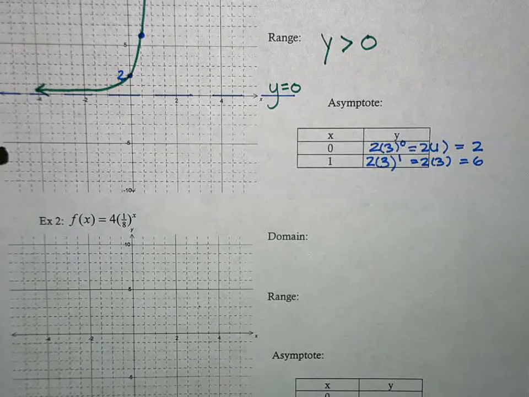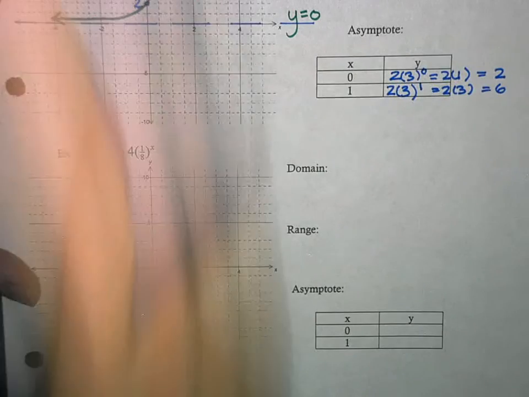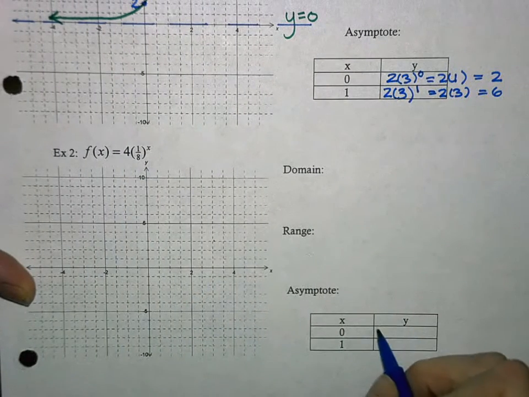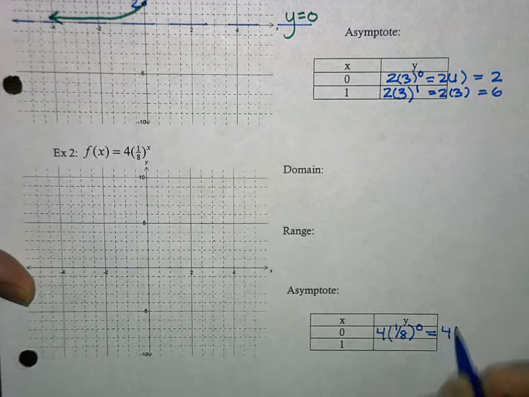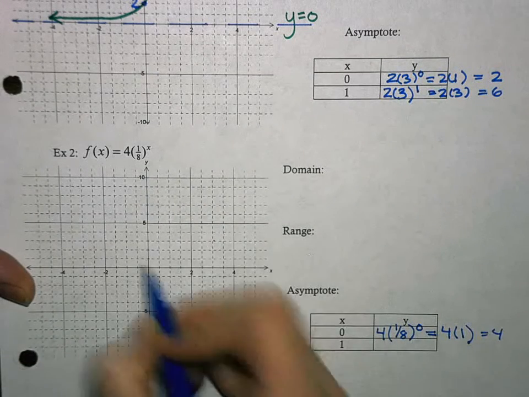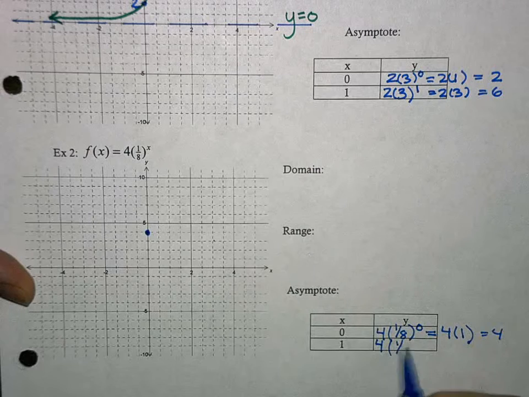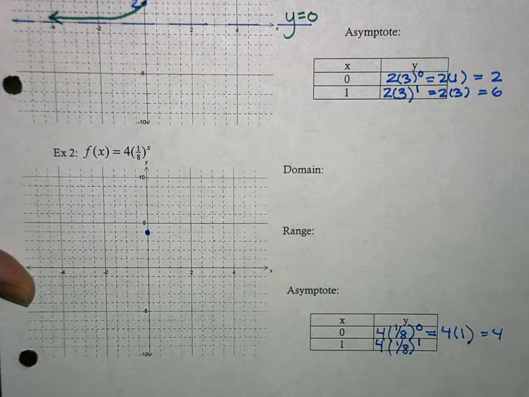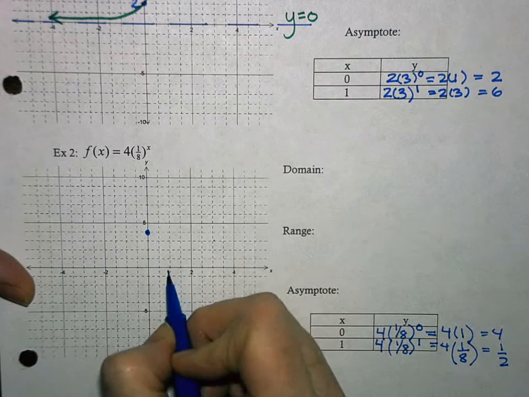All right, next problem. We've got a new equation. We're going to graph 2 points. So we say 4 times 1/8 to the 0 power. That equals 4, since anything to the 0 power is 1. So my point is (0, 4). Let's graph it. Second point, 4 times 1/8 to the first power. That's going to be 4 times 1/8. Well, I multiply that together and I get 1/2. So my second point is (1, 1/2). Let's graph it.